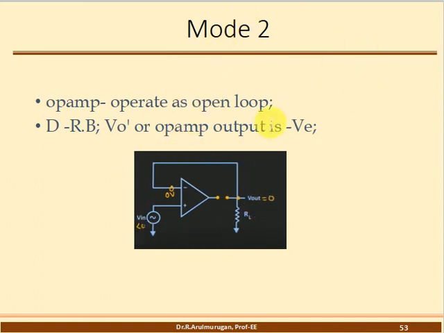During this condition, the operational amplifier acts as an open loop, because you can see the circuit is open. The diode is reverse biased. When a value less than 0 is applied, it is the opposite direction, so the diode is reverse biased. The operational amplifier output V0 also goes automatically negative. So this is the mode 2 condition.